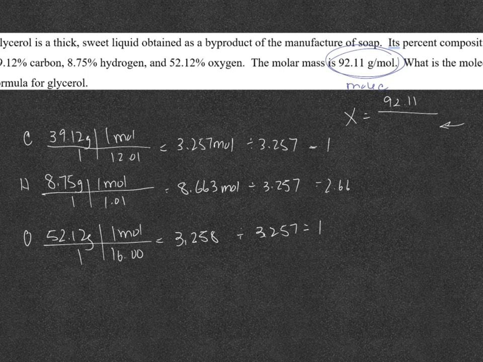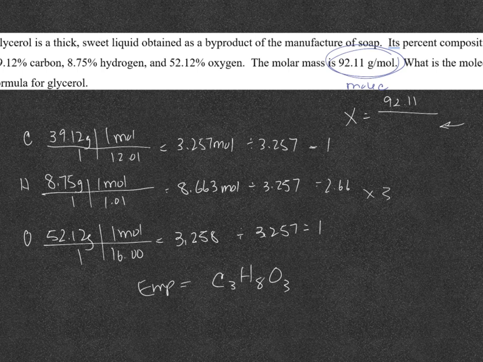You can't round 2.66. You're going to have to multiply all of those times 3. So it's going to be C3H8O3. That is my empirical. But I need to figure out how many empiricals are in my molecular.